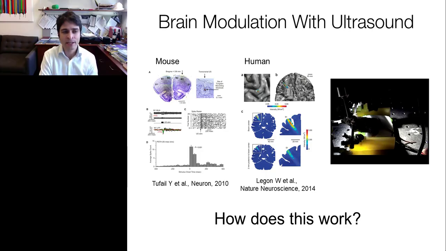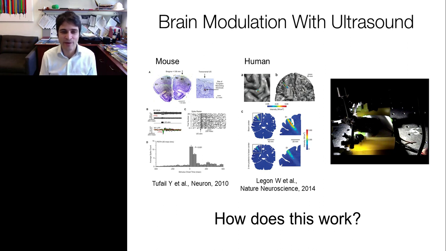And what we see here is a rodent that is being stimulated with the ultrasound. And when the ultrasound turns on, you see this motor response. And this was exciting because it suggested that ultrasound is able to directly activate motor circuits in this case. And of course, the big question at that point was, how does this work?